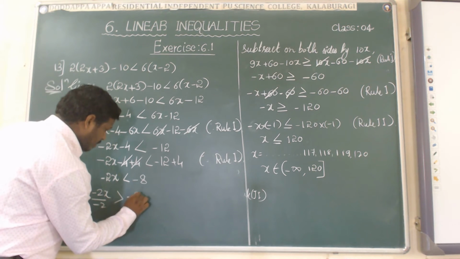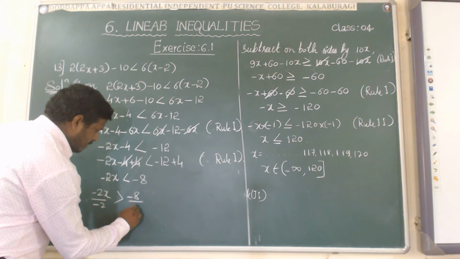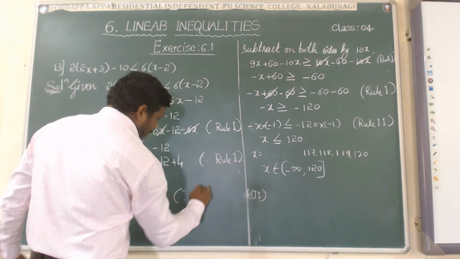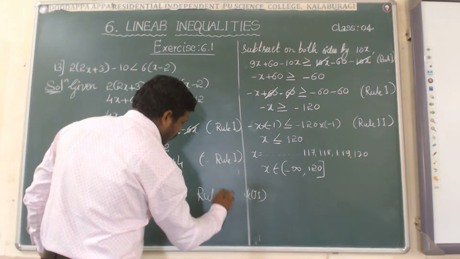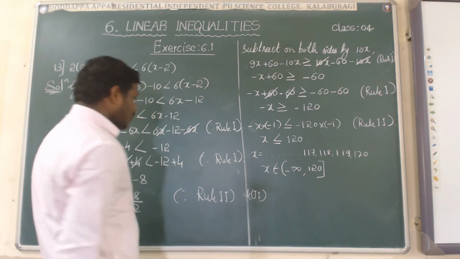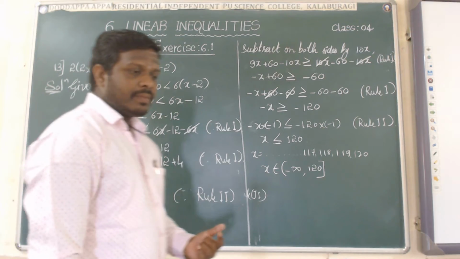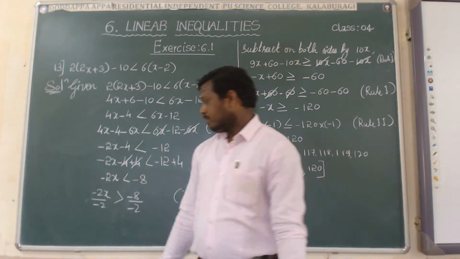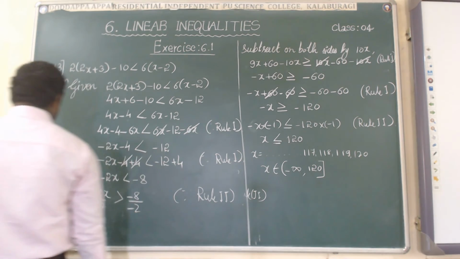And -8 by -2, because in the second rule, when we multiply or divide by a negative value, the sign of inequality will be reversed. Please keep this in mind. Okay, now simplify this one.